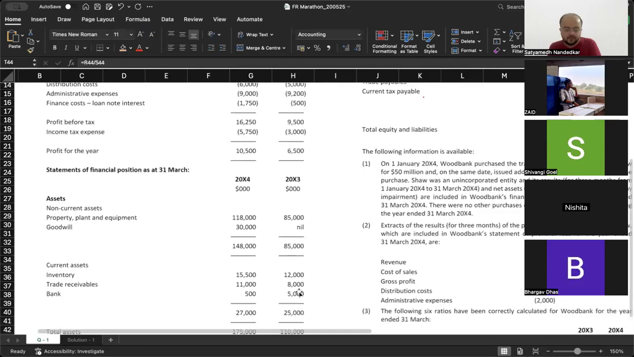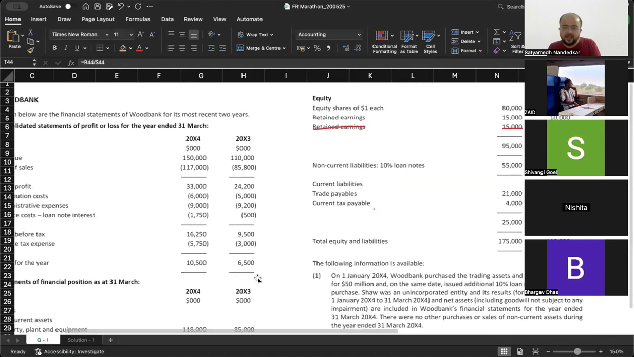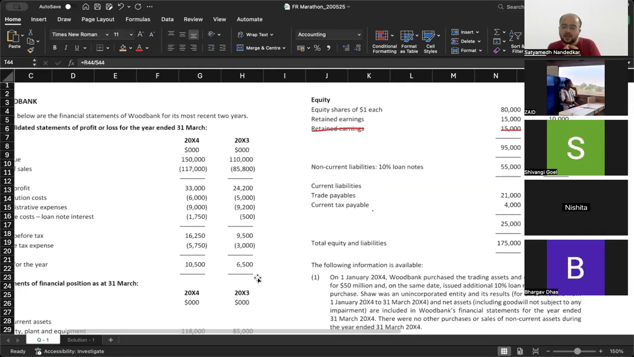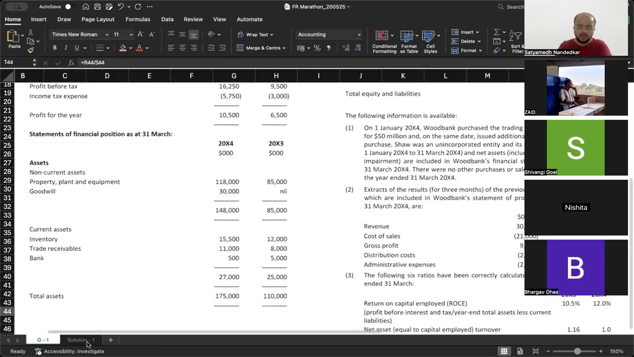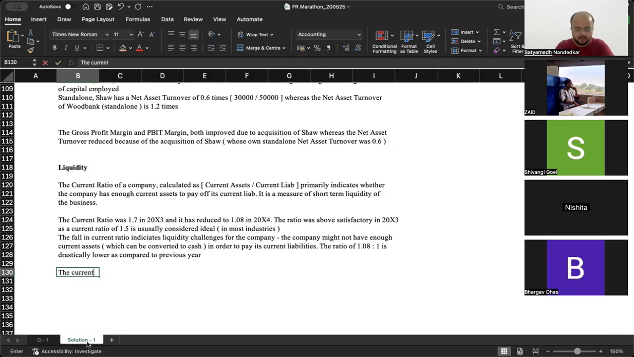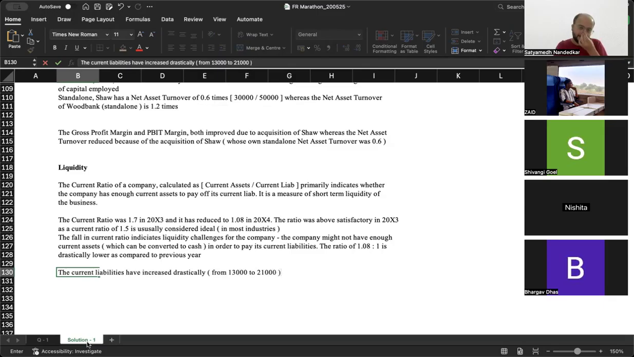Now see, bank balance has fallen from 5,000 to 500. Receivables and inventory have increased. Trade payable has also gone up considerably. Bank balance has fallen down, correct, and all of that has led to the decline in current ratio. The current liabilities have increased drastically from 13,000 to 21,000. The current liabilities have increased drastically.